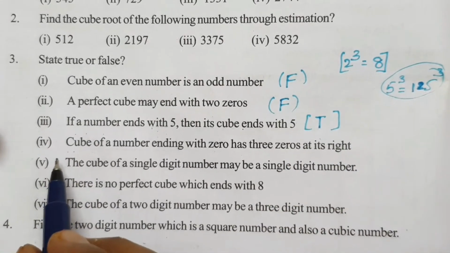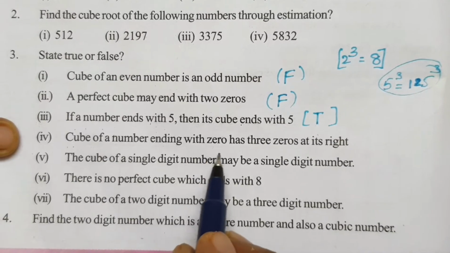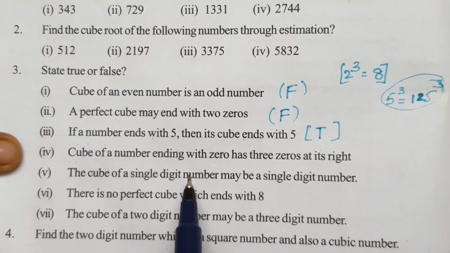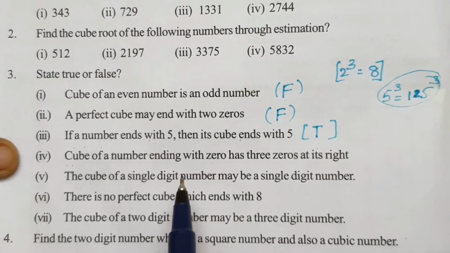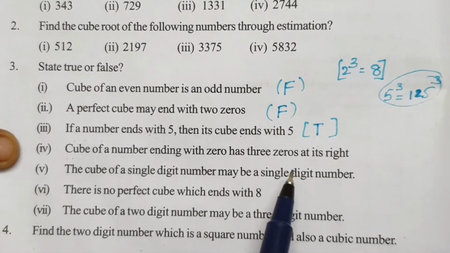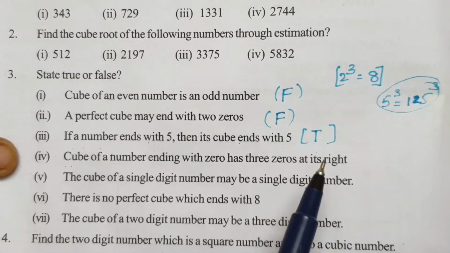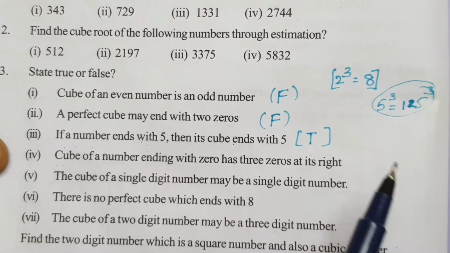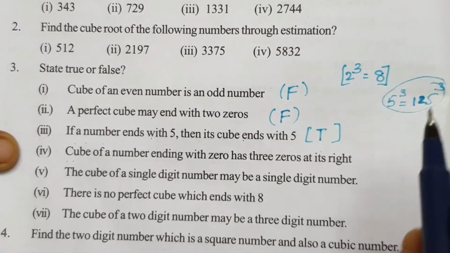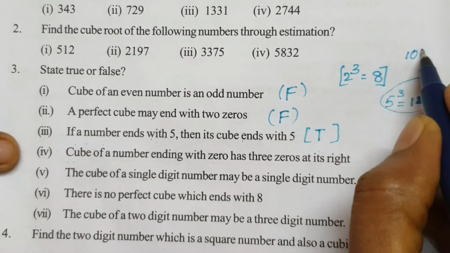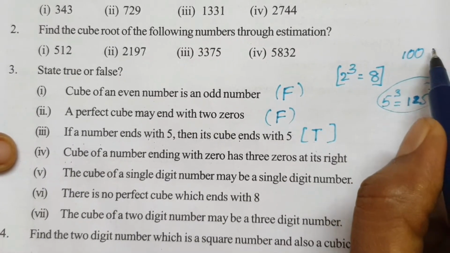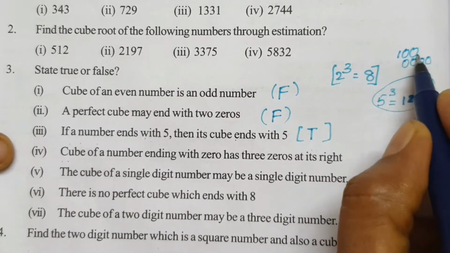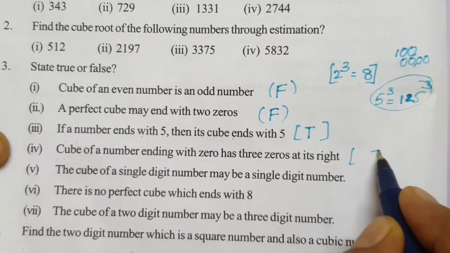Next, fourth one: the cube of a number ending with 0 has 3 zeros at its right. It is correct. The cube of such a number ends with 3 zeros. For example, 10 has 1 zero, and its cube has 3 zeros: 10 cubed is 1000. If there are 2 zeros, the cube of the number will have 3 times 2 zeros, like that. It is true.